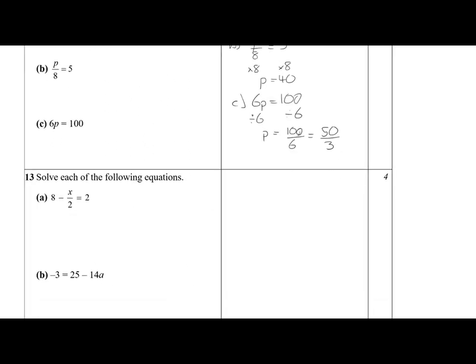Okay, moving along, 13. Question 13 is difficult because it involves negative amounts of pronumerals. That's what we're testing here. So what we've got is that 8 take away x over 2 is equal to 2. What we've got to remember here really is that this 8 has got a positive sign in front of it that we haven't bothered to write.